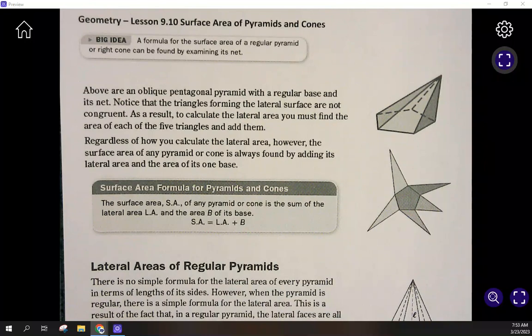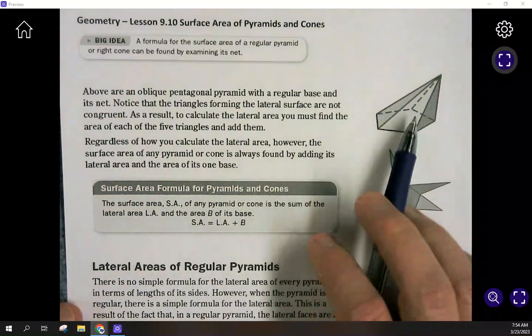This is lesson 9.10, surface area of pyramids and cones. So in the last unit, we found the surface area of prisms and cylinders, and today we will look at these other shapes. So the formula for surface area of a regular pyramid or a right cone can be found by examining its net. So we're going to look at that real quick first, and then just jump right into the formulas.